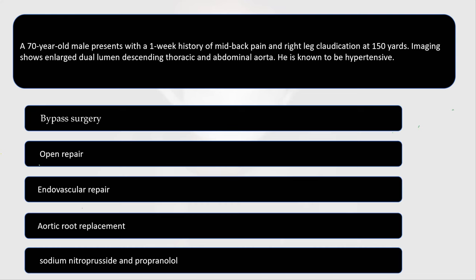Do you know the case? What is the case? Dual lumen, yeah. Is it a dissection?